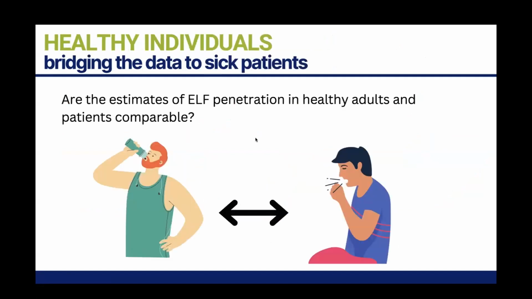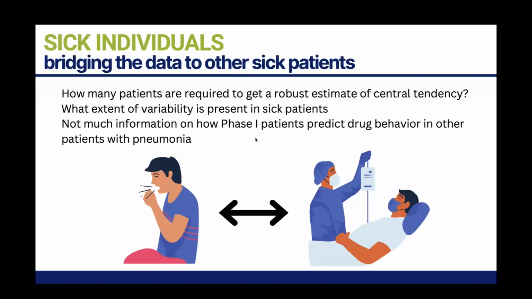And what if we were to bridge the data from healthy individuals to sick patients? Are the estimates of ELF penetration in healthy adults comparable to patients? I don't think so. There will be more variability in patients compared to healthy individuals. And finally, when we talk about patients and the model that we derive from patients, there is always this question of how many patients are required to get a robust estimate of central tendencies such as median and mean, what extent of variability is present in sick patients, and we do not have much information currently on how phase 1 patients predict drug behavior in other patients with pneumonia in front of us.